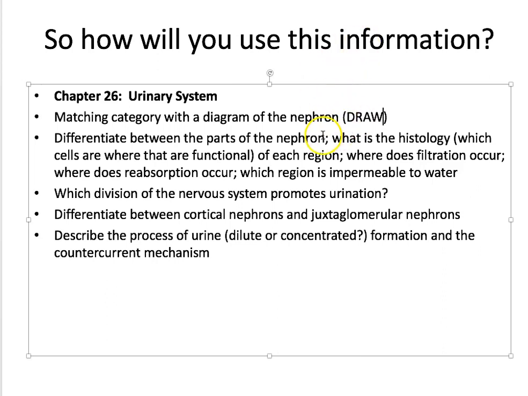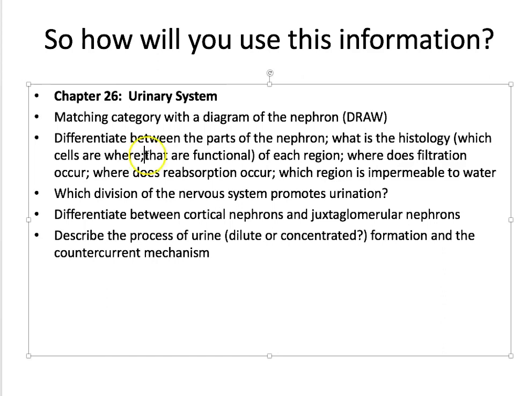What do we mean by different parts of the nephron? Well, if we're talking about the histology, which cells are where, and that are functional? So some parts are not permeable to water. Some parts are permeable to water. Some parts we can regulate water levels in, right? What's the difference between aquaporin 1 and aquaporin 2? Okay.